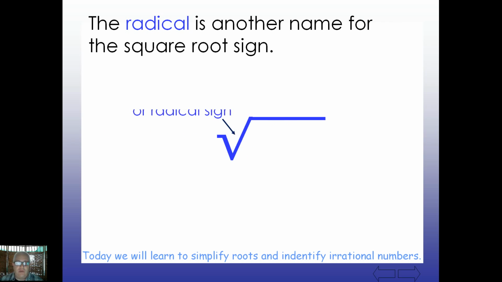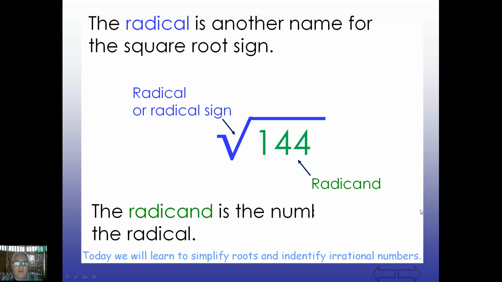Moving forward, the radical is another name for the square root sign. Now in this case, you'll notice that we have this blue symbol here. This is called the radical or radical sign. And we're going to see a little alteration to this in just a minute. When we put a number inside of it, this number here is called the radicand. So in this case, 144 is the radicand. So the radicand is the number under the radical.